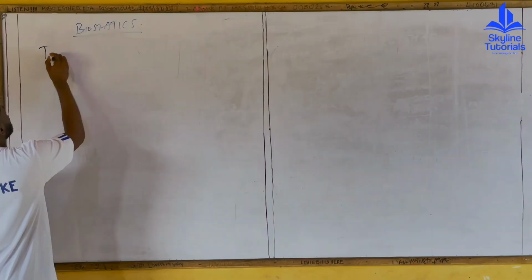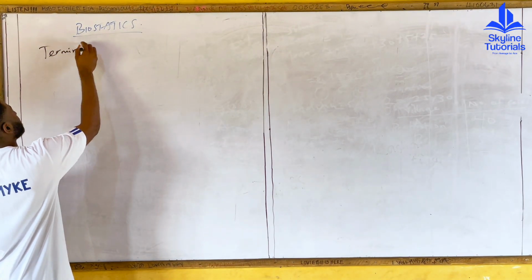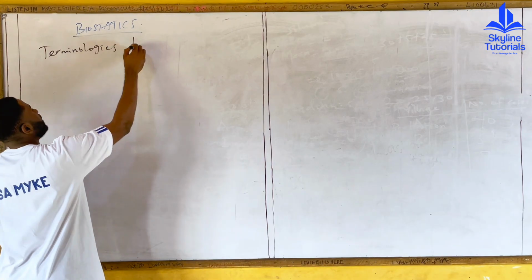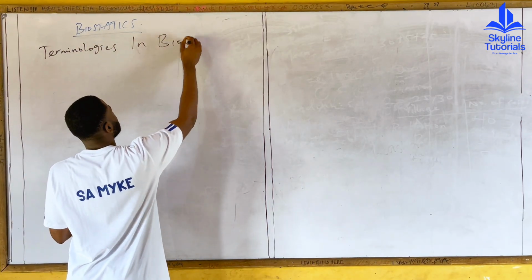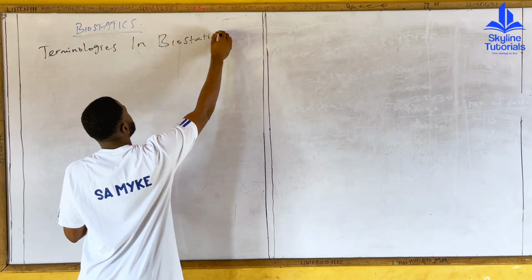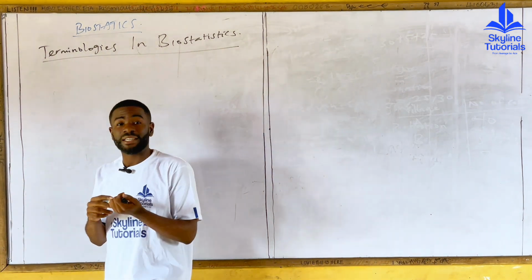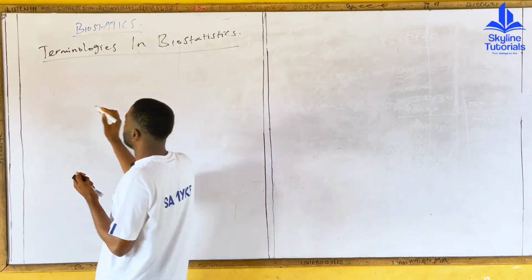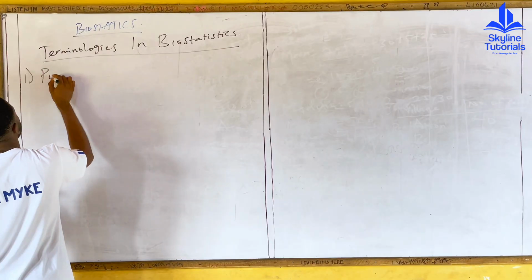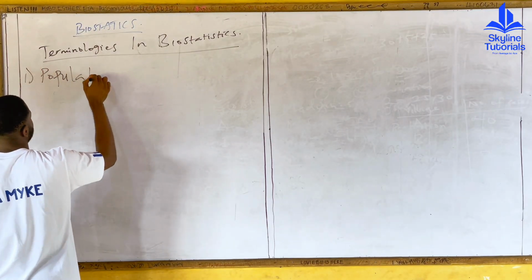This episode is on terminologies in biostatistics. Look at the terminologies you would often come across in biostatistics. The first we have is population.